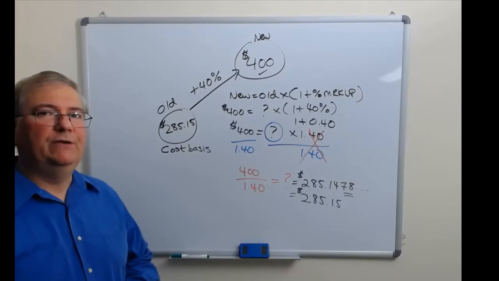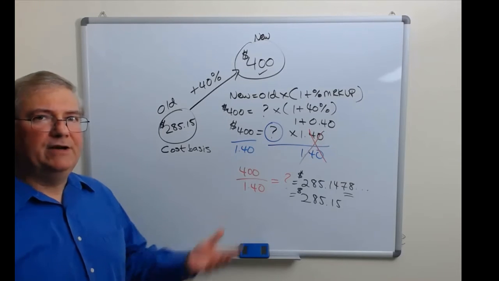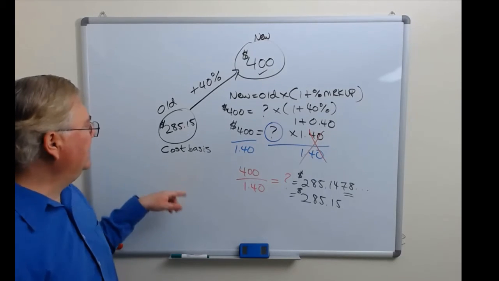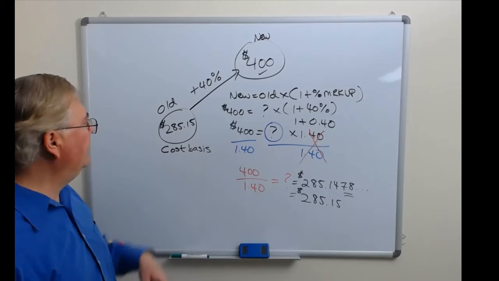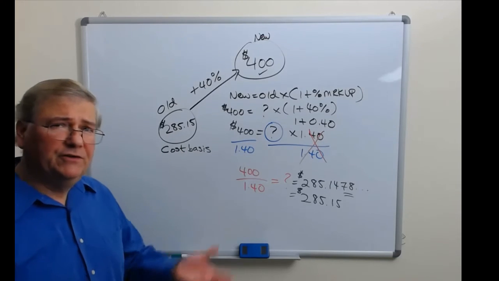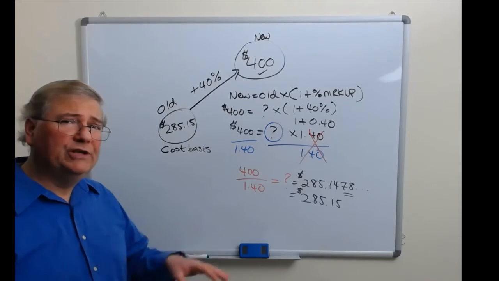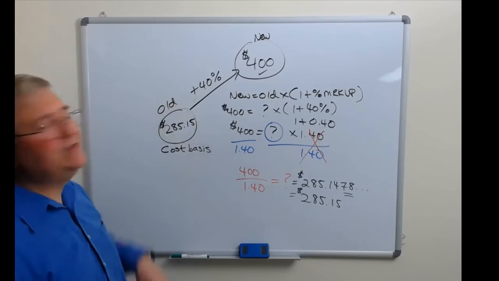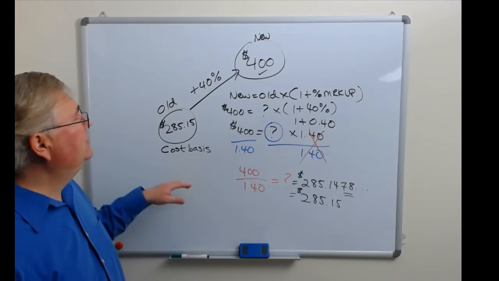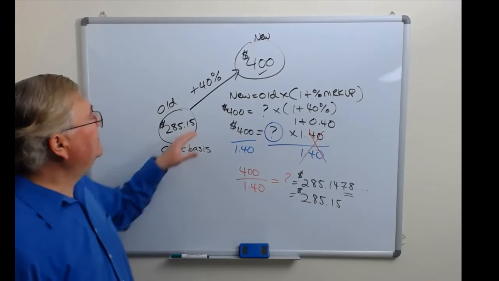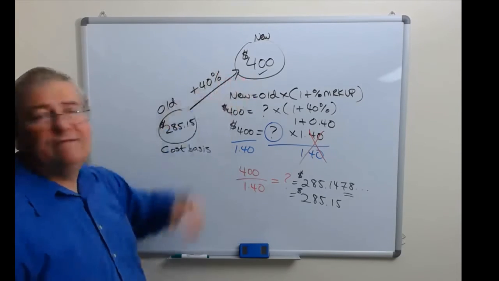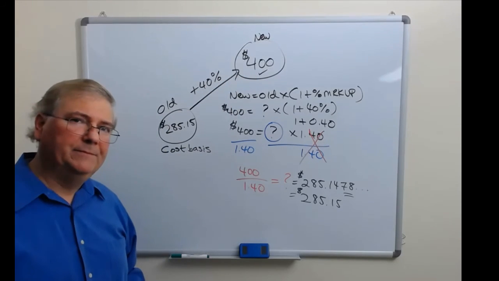So in other words, the retailer, the manager of the store, was able to buy Tiffany lamps at $285.15 from a particular source where he can get them really cheap. And then he can raise prices by 40% to more than cover his cost and make a profit, the sale price being $400 for a Tiffany lamp.